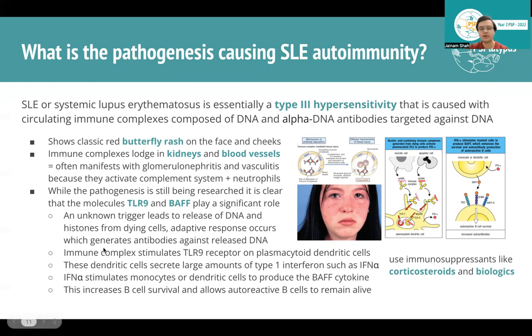I think the major things to know are the classic presentation, just in case they don't straight out tell you that it's SLE, they just say it's a patient with a butterfly rash. You should know that's SLE. And if they have manifestations like glomerulonephritis or kidney problems and vasculitis. Also remember the antibodies you could be testing for, so anti-DNA antibodies, as well as associations with TLR9 and BAFF. The main way to treat these is with corticosteroids and other biologic medications.